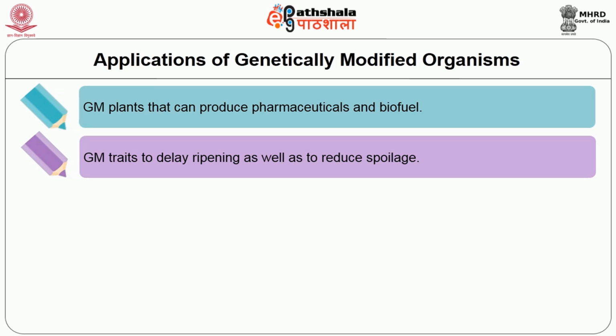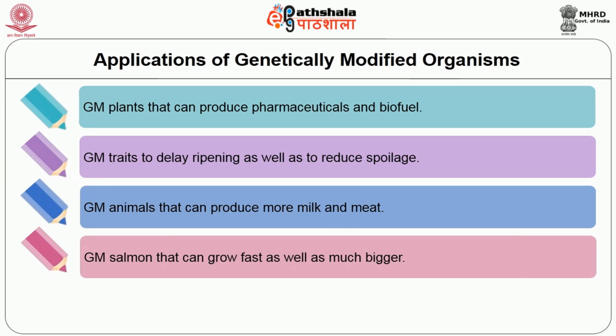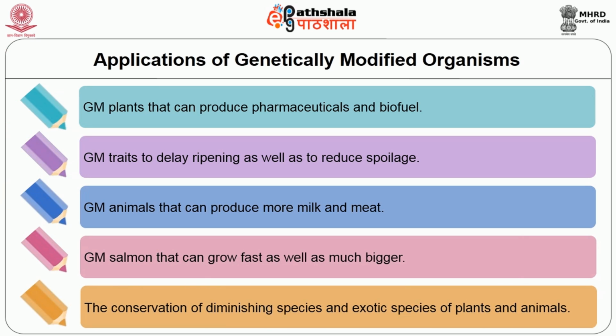GM traits to delay the ripening as well as to reduce spoilage of food, GM animals that can produce more milk and more meat, GM salmon that can grow fast as well as much longer. The list goes on and on. Another major application of genetic modification also includes the conservation of diminishing species and exotic species of plants and animals.